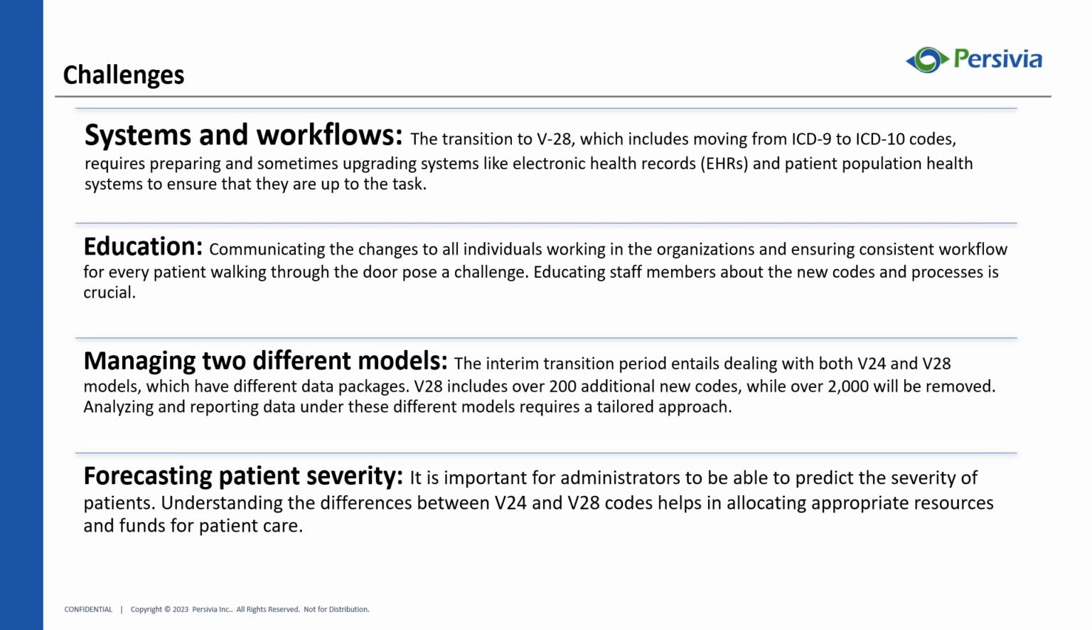And then the other piece here that will be a challenge will be forecasting patient severity. And so it'll be important to predict severity of patients. Here's the thing you've got to understand: we've moved from V24, which looked at different conditions, to V28, which is looking at another set. Does that mean that you forget about what was captured in V24? Absolutely not. And I'm going to speak specifically here for a second about peripheral vascular disease. Do you stop testing because 108 is no longer an HCC?